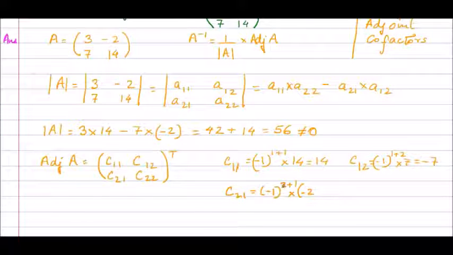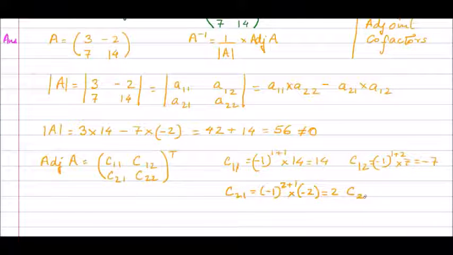Minus 1 to the power of 2 plus 1, that is 3. So it is minus 1 whole cubed, which gives us a minus 1 into minus 2, that is plus 2. Minus 1 times minus 2 gives us a plus 2.